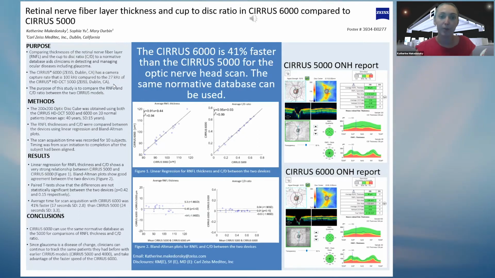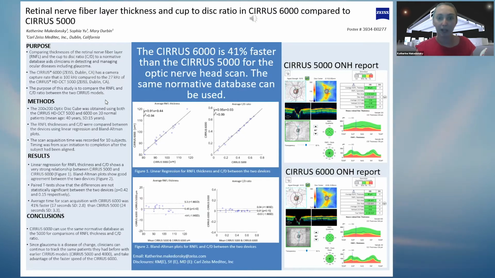So the important thing to note is that the devices differ in terms of speed. The CIRRUS 6000 scans at a much faster rate compared to the 5000. The speed is 100 kilohertz compared to 27 kilohertz. So we wanted to ensure that despite the faster speed, the metrics still stayed the same.